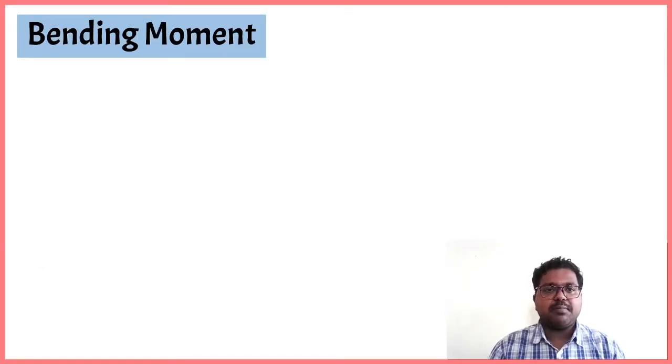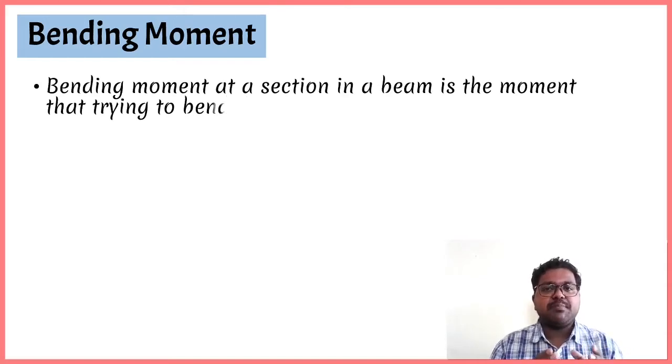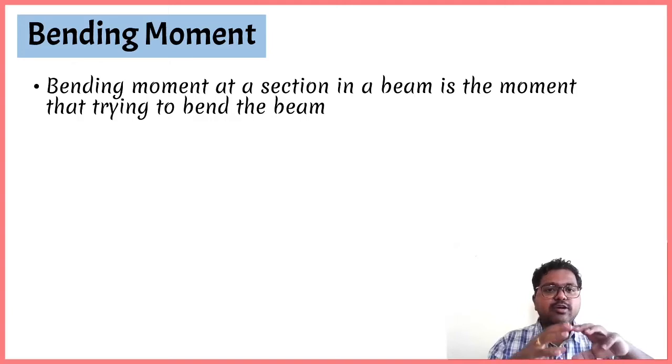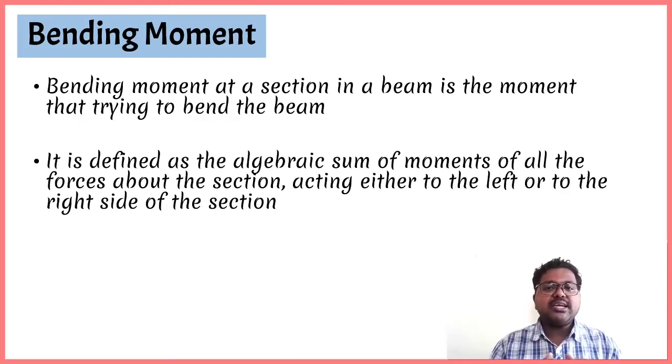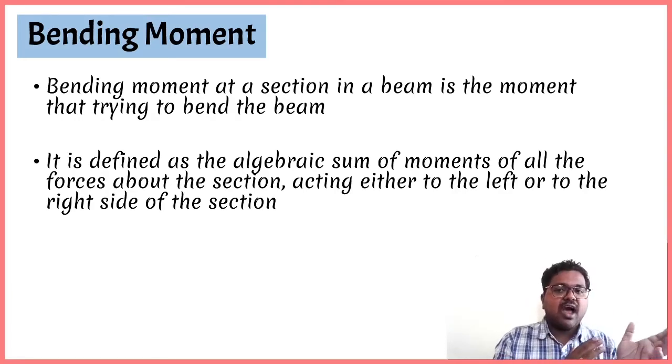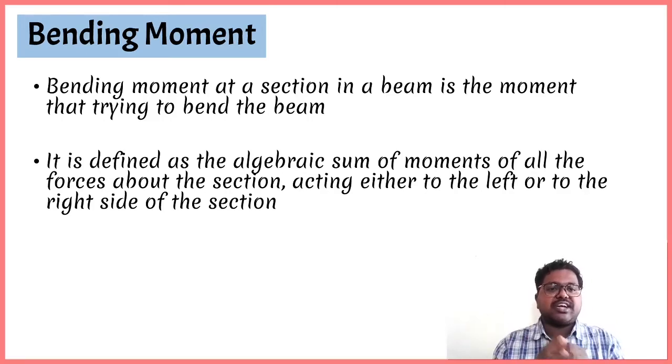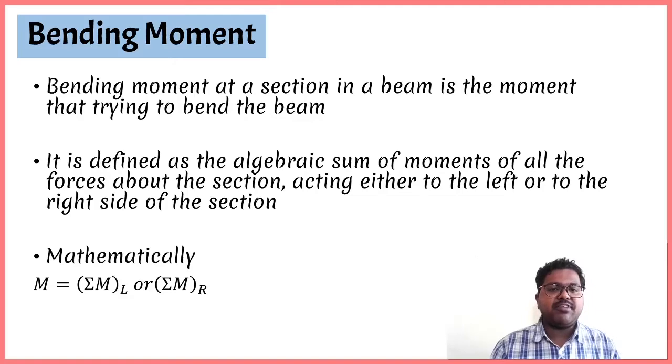Similarly, the bending moment at a section in a beam is the moment that is trying to bend the beam, and it is defined as the algebraic sum of the moments of the forces about a section acting either left or right to the section, and mathematically it is represented by M, which is equal to sigma M on left hand side or sigma M on right hand side.